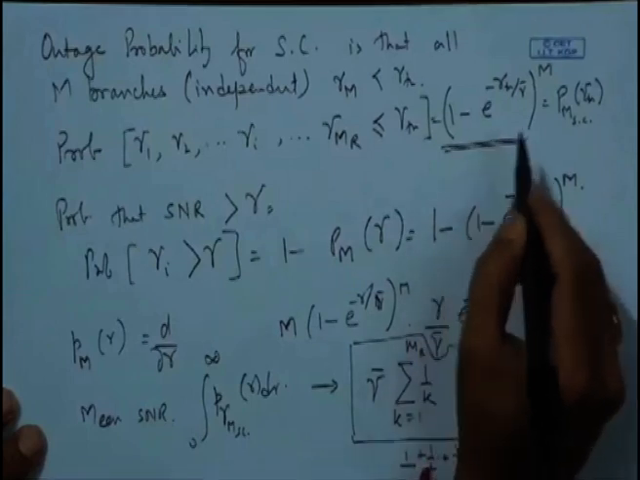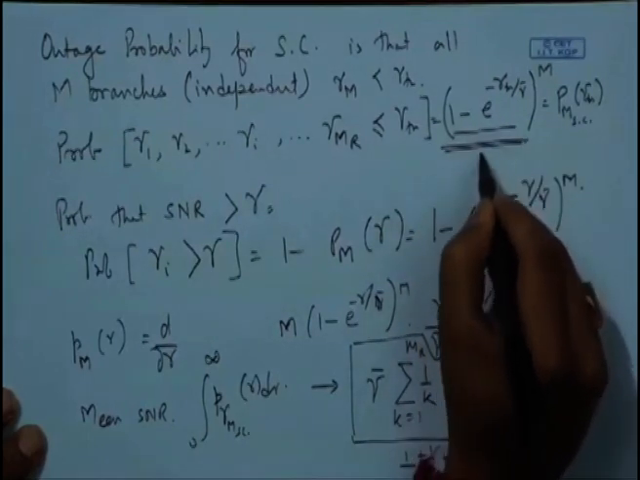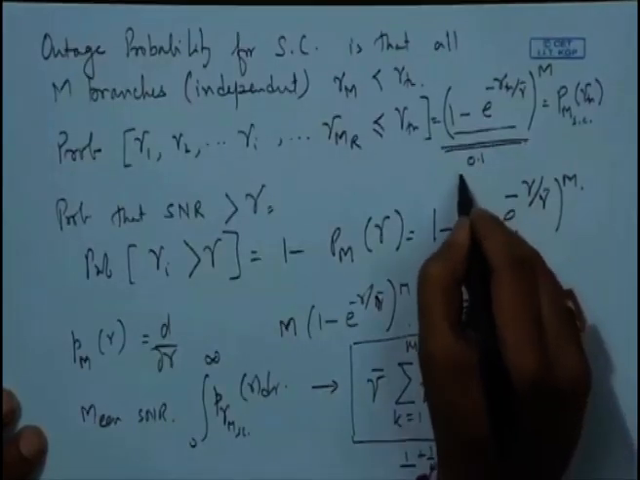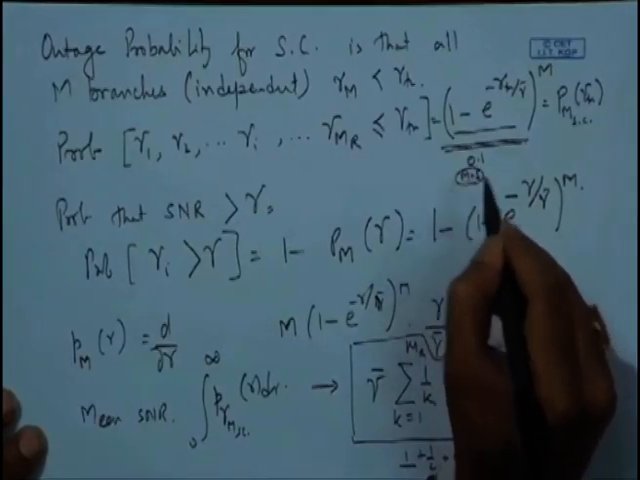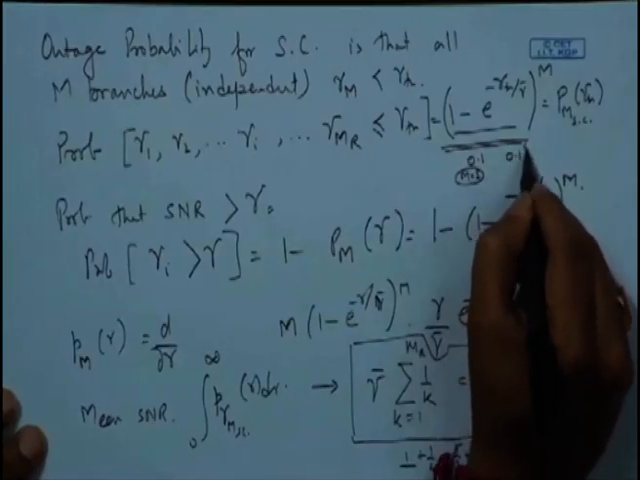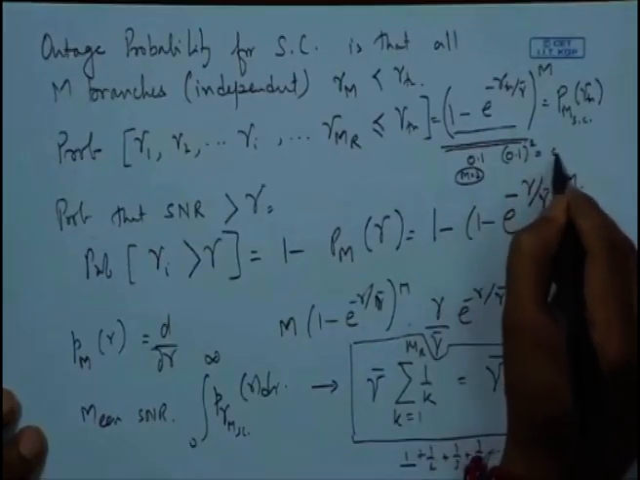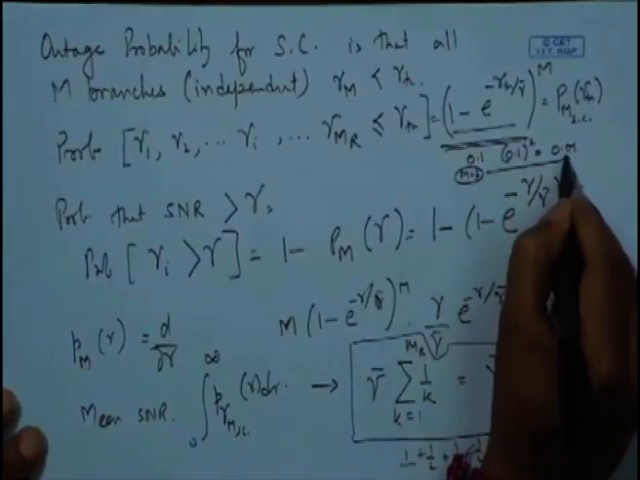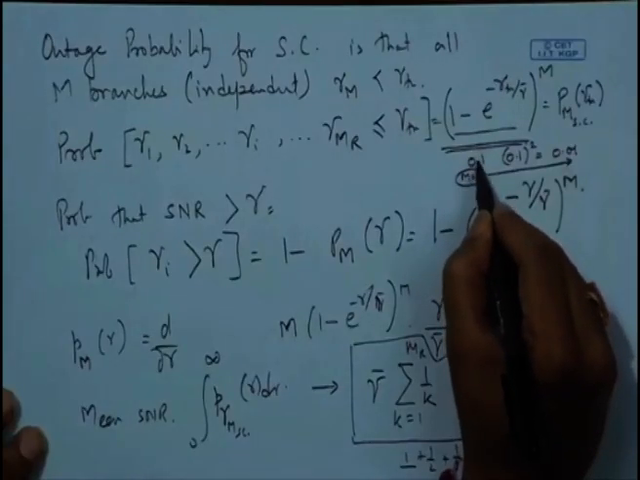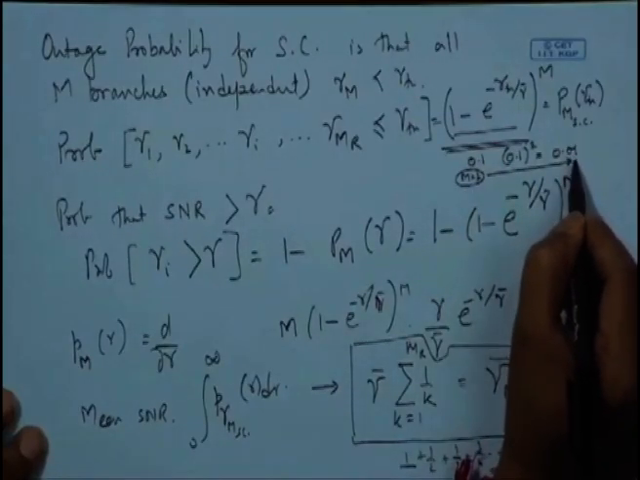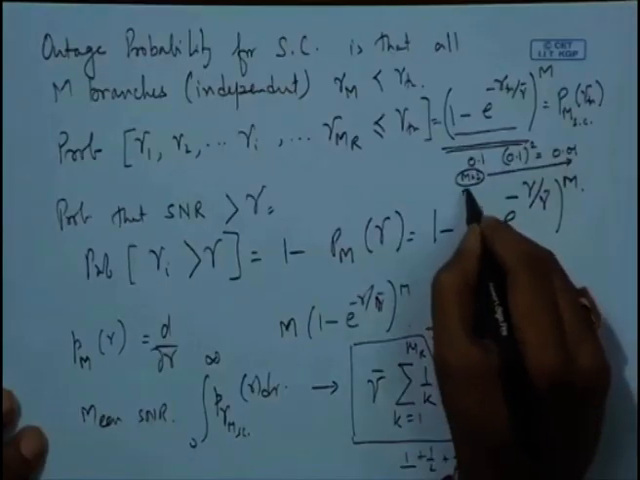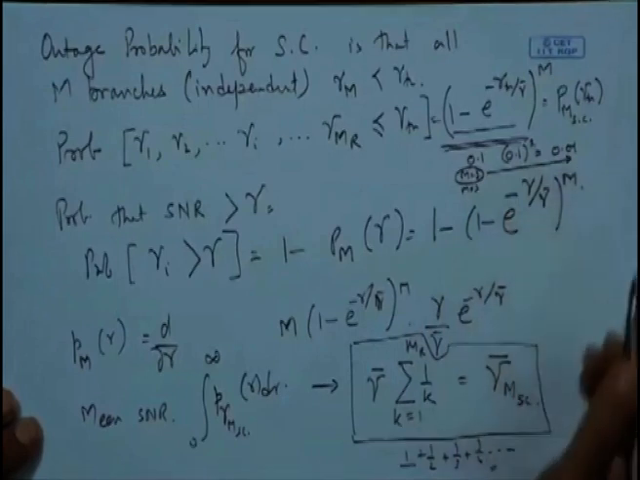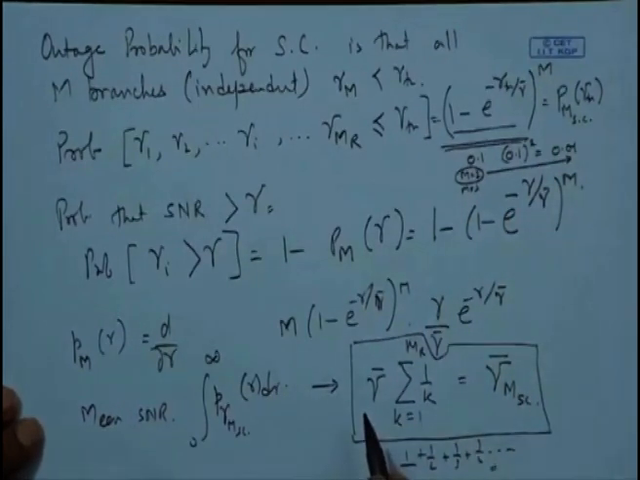Suppose the outage probability of a single branch is, let us say, 10%, 0.1, and I have 2 branches, that means m equals 2. Then the outage probability would become 0.1 raised to the power of 2, that means 0.01. So, just by virtue of having the second antenna, the outage probability will drop from 10% to 1%. If I add m equal to 3, this would be 0.1 raised to the power of 3, and that would be a significant reduction in the outage probability.